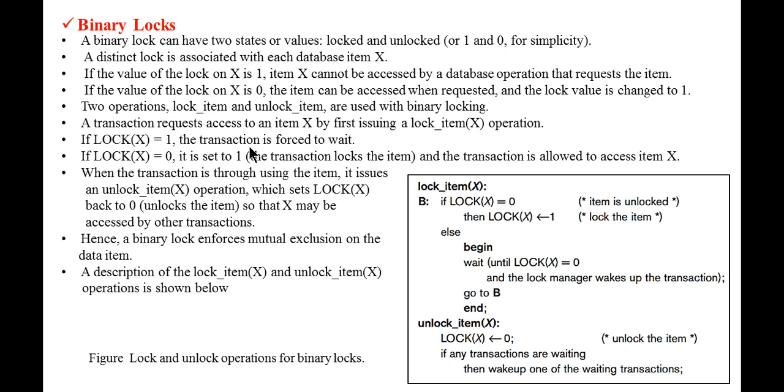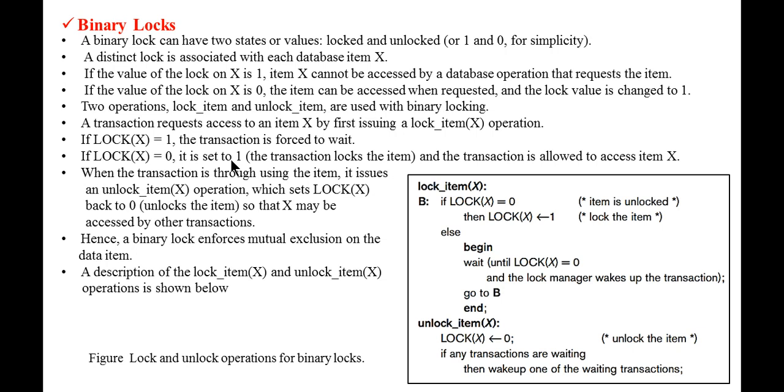Similarly, if the lock variable value is 0, then the meaning is item x is free. It is not being locked by any of the transactions. So the requesting transaction can access the item x and immediately set the value of lock to 1 so that other transactions cannot access it. This achieves mutual exclusion, that is, at any point of time, only one transaction can access a data item. That is called mutual exclusion, right?